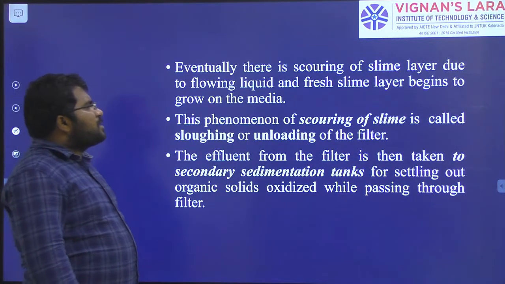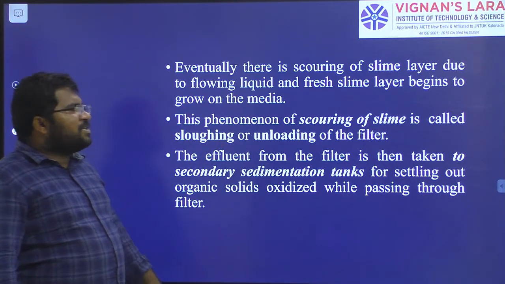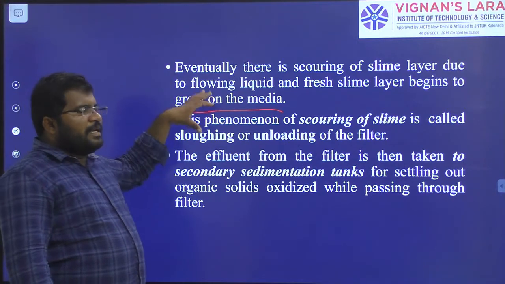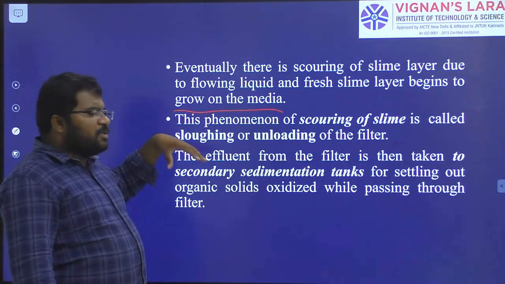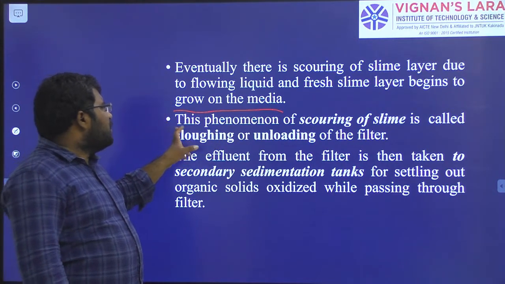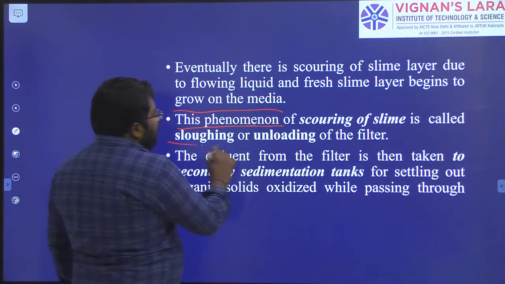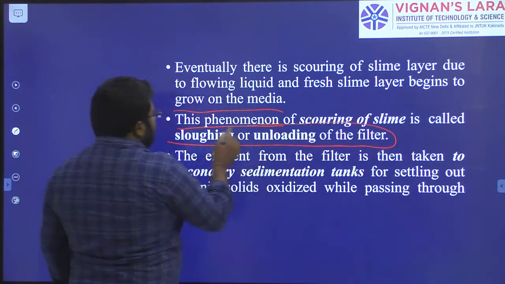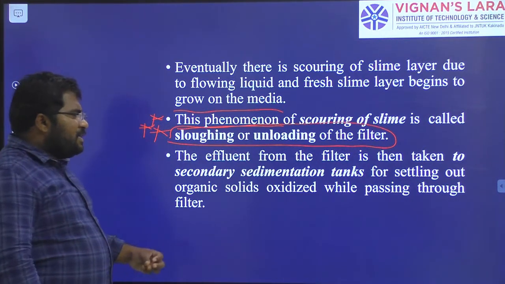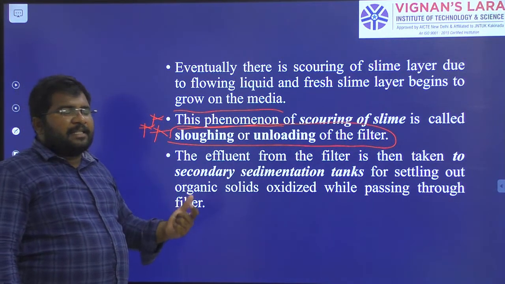Eventually there is scouring of the slime layer due to the flowing liquid, and a fresh slime layer begins to form on the media. That layer will also be removed after some time, then a new layer will come. This cycle is continuous. The phenomenon of scouring of slime is called sloughing or unloading of the filter. This is a very important definition. Please remember, sloughing is the scouring of the slime layer or biological layer in the trickling filter.